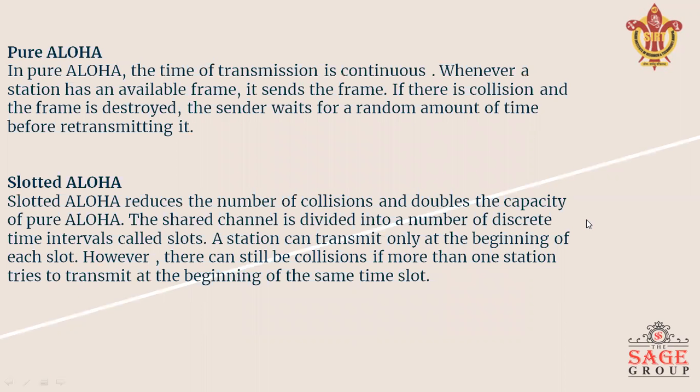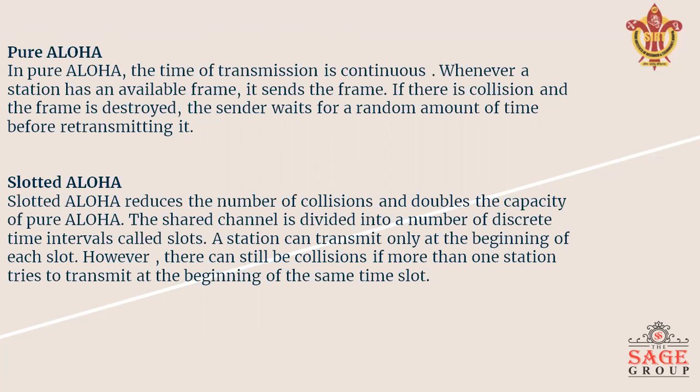Now, the first one is pure Aloha. In the pure Aloha system, the time of transmission is continuous. Whenever a station has an available frame, it sends the frame. If there is a collision and the frame is destroyed, the sender waits for a random amount of time before retransmitting it. And the second one is slotted Aloha.